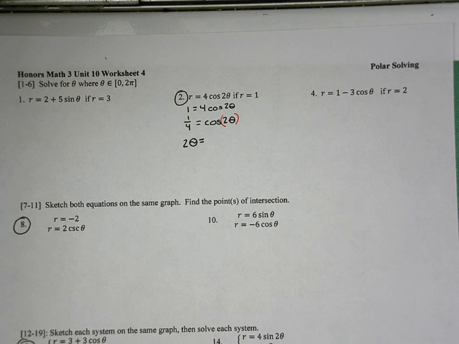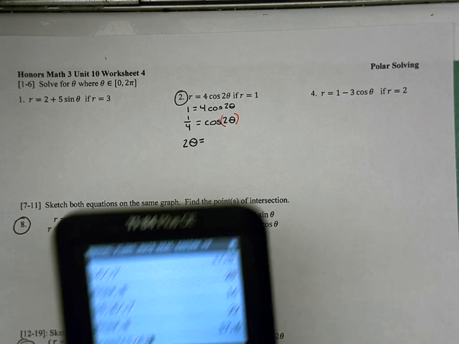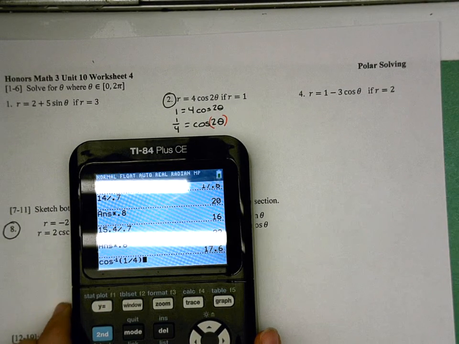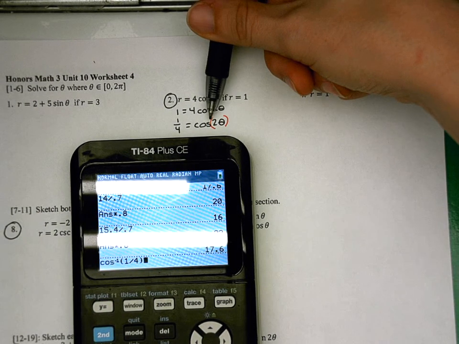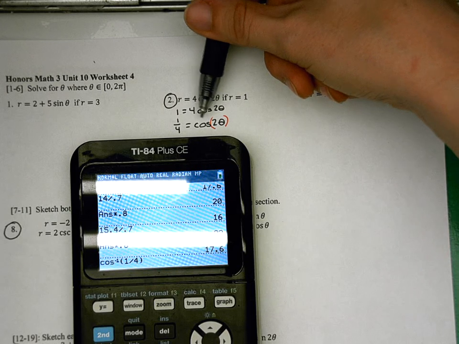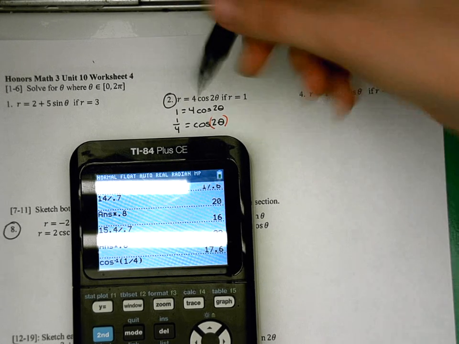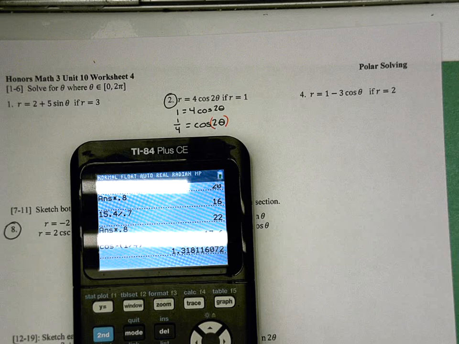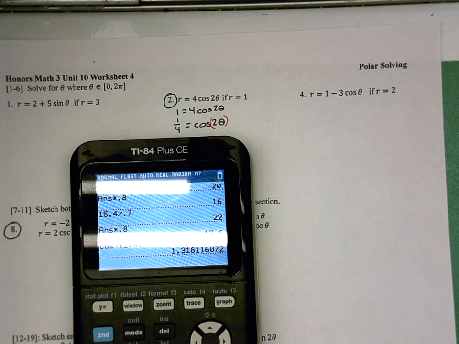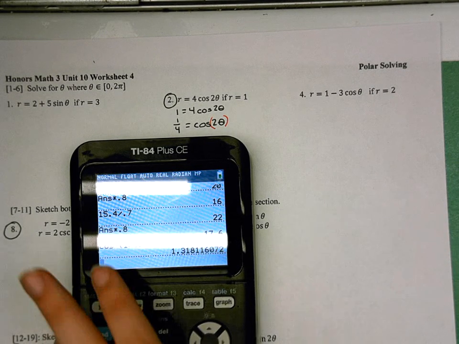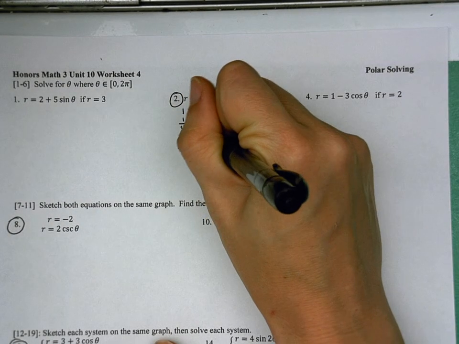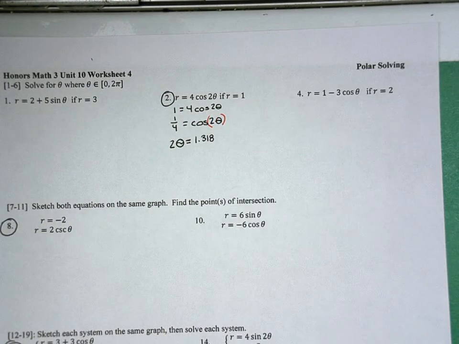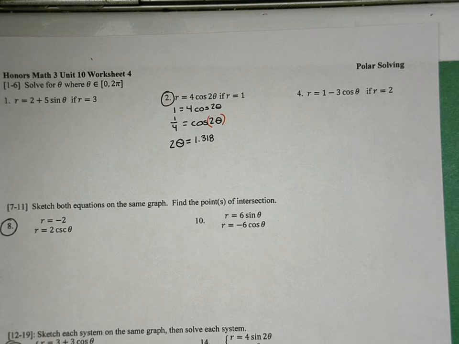And so if we did the inverse cosine of 1/4, I'm going to show that here on the screen, right? So we're inverse cosining both sides. It's going to cause that cosine to go away, leaving you with just the 2 theta. And then the inverse cosine of 1/4 equals about 1.318116072, etc. Right? So I'm going to put 1.318. Okay, but that is only one location.